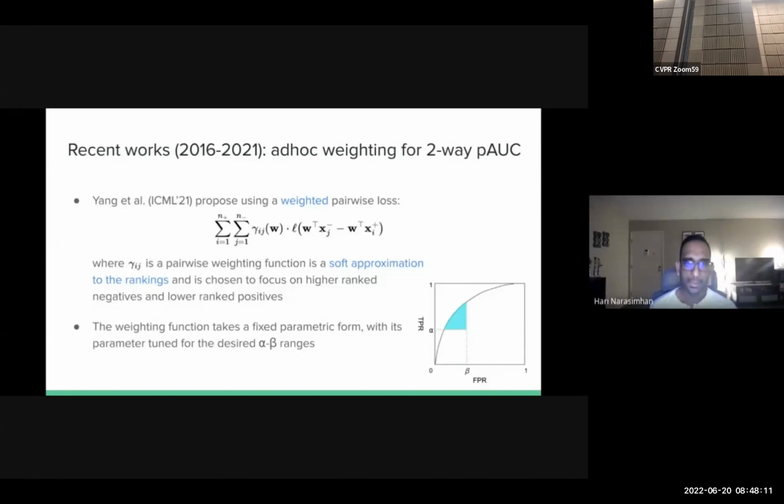Now, in the paper, the authors propose different parametric forms for the weighting function and show that by tuning the parameters of the weighting function, one can optimize performance in any desired range of false positive and true positive weights.